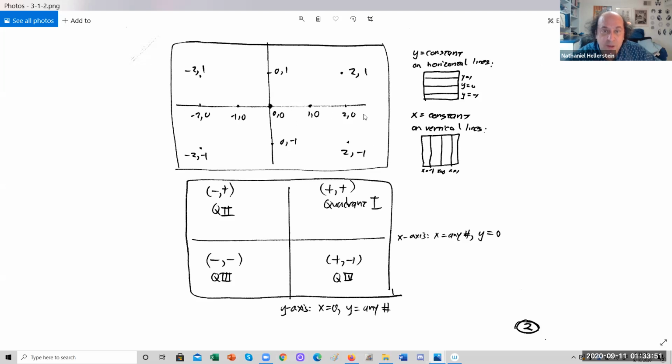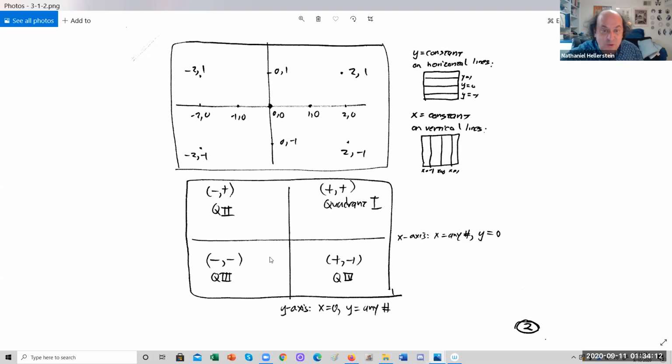All these points on the x-axis have a y value, y coordinate of 0. So here's negative 2 by 0, negative 1 by 0, 0 by 0, 1 by 0, and 2 by 0. All these points on the y-axis have an x value, x coordinate of 0. So here's 0 by negative 1, 0 by 0, and 0 by 1.